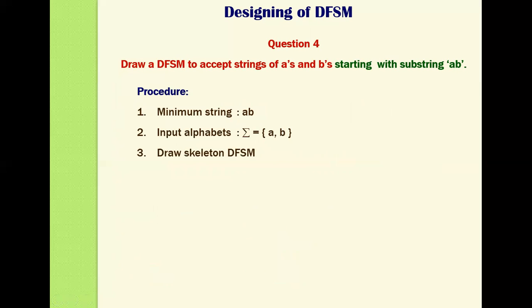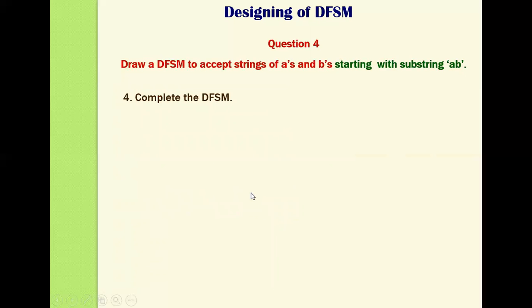So let us find the minimum string here. According to the question, the minimum string is AB. The input alphabets are A and B, and let us draw the skeleton DFSM. The minimum string is AB, that means A followed by B. So from the start state, A followed by B, and only then it will reach the final state. So this is your skeleton diagram: A followed by B.